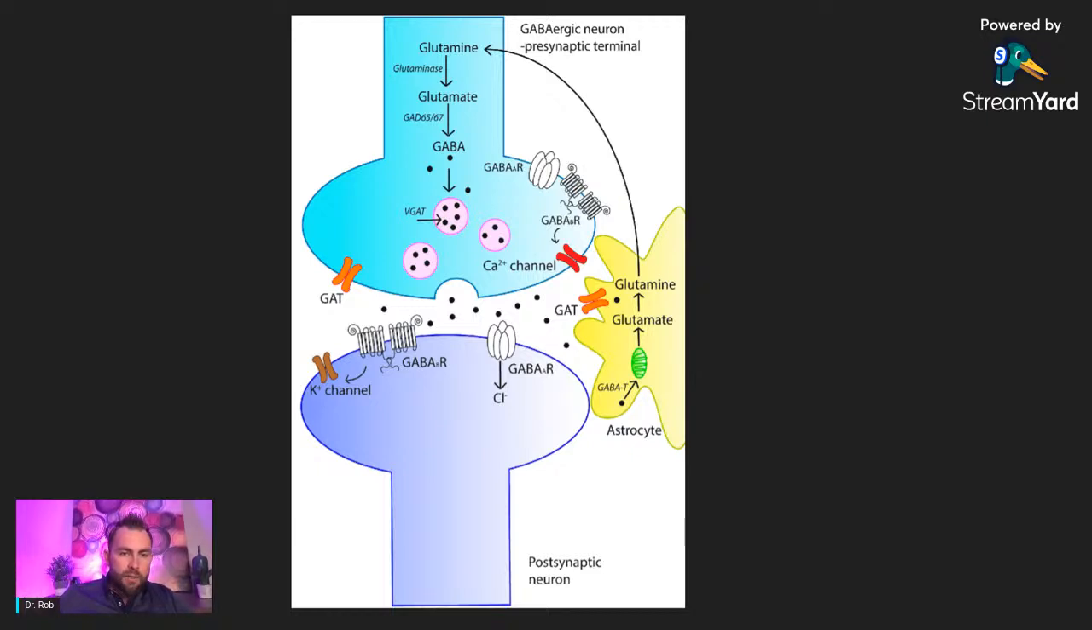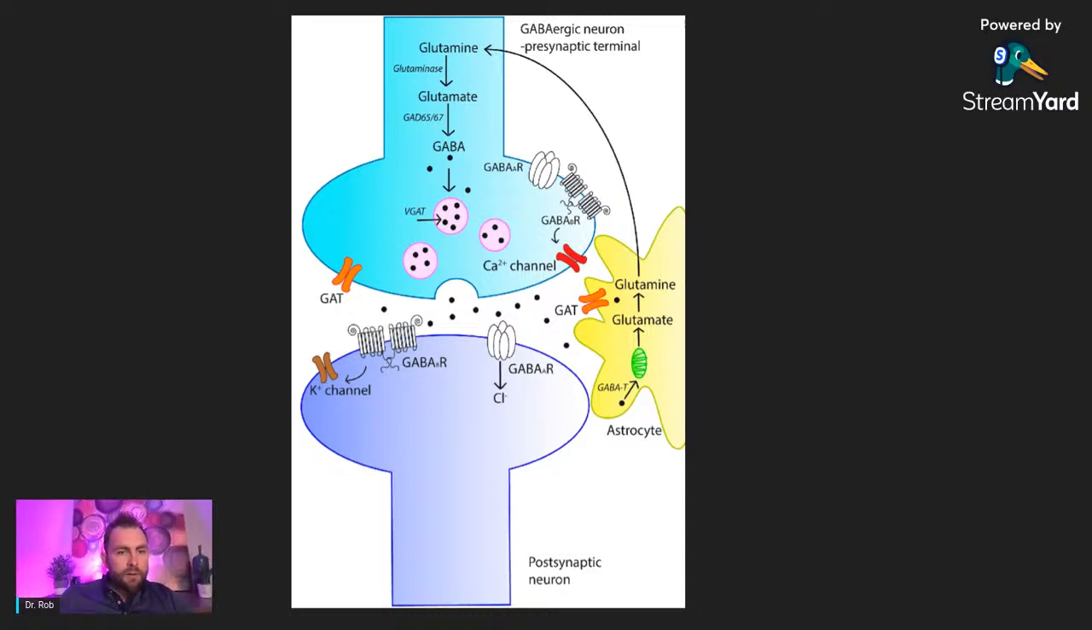GABA, the molecule in this diagram, is black, these black dots, and they are in that pink little vacuole. That blue nerve then is going to try to be the talking nerve, and the purple nerve is going to be the listening nerve, and those pink vacuoles then are moved to the edge of the nerve. The black GABA molecules get shot out into the space in between those two nerves, and then those black GABA molecules bind to, in this diagram, five white ovals clustered together. That's the GABA receptor.